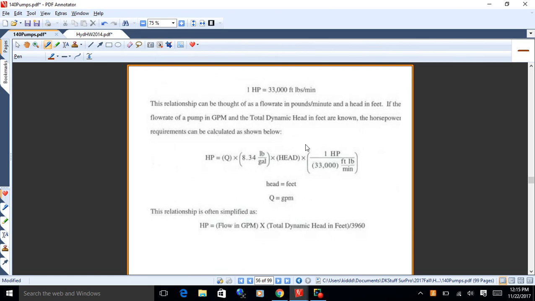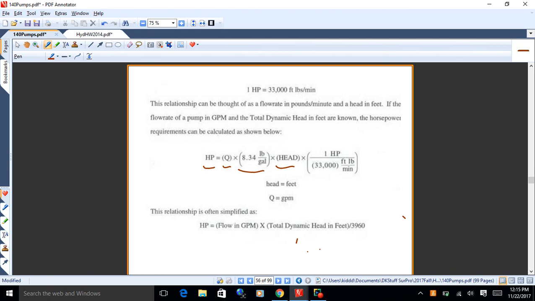So what you do to find the horsepower is you take the flow rate in gallons per minute, convert that into pounds per minute, multiply that by the TDH.